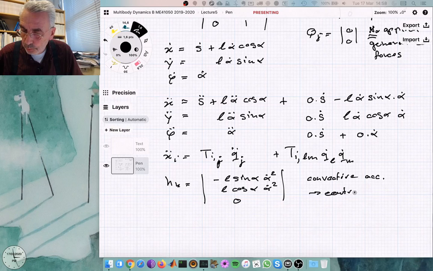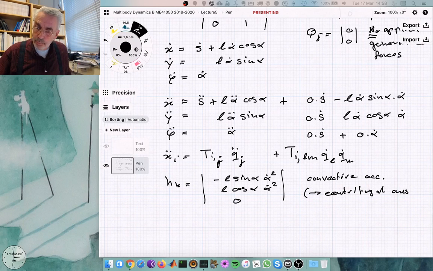Centrifugal ones. Okay, but that is for later on. Now, actually, we have mapped out everything, and the only thing is just combining everything.